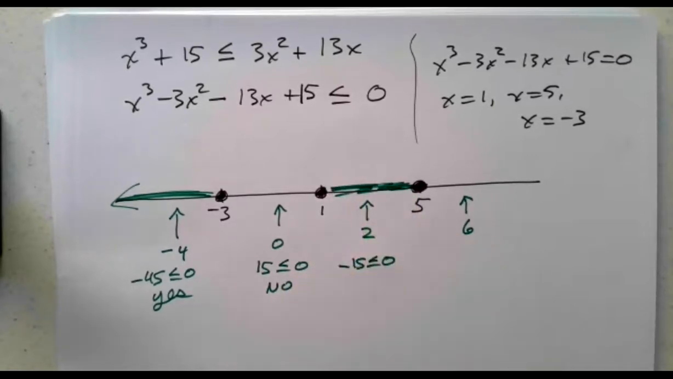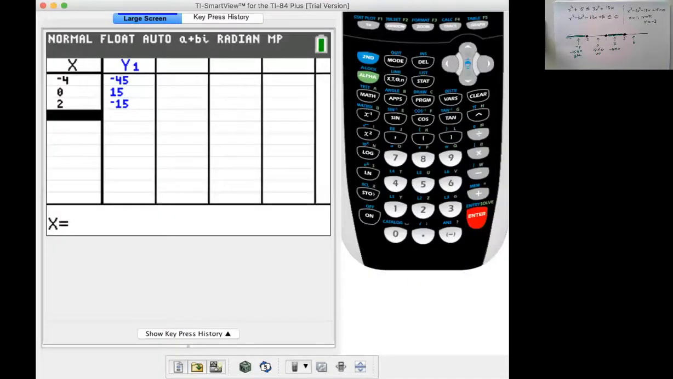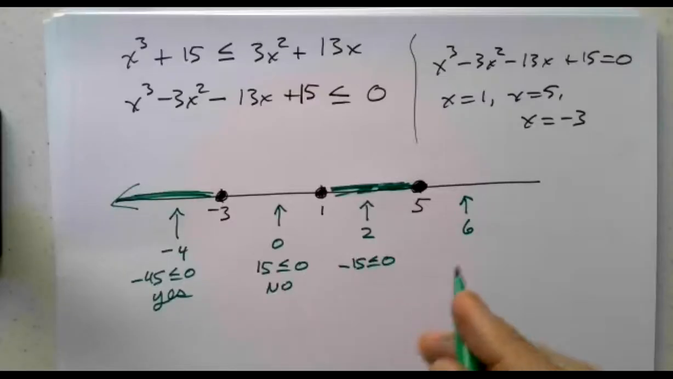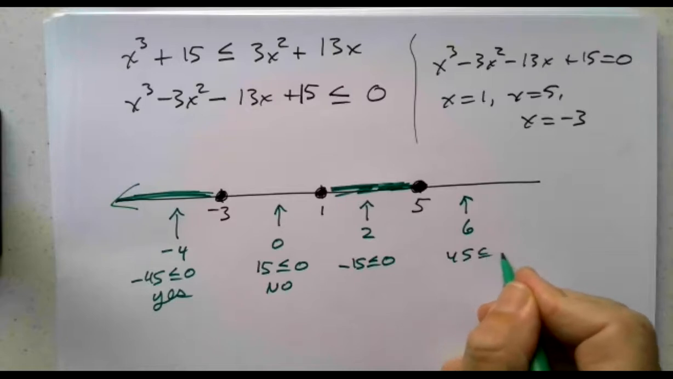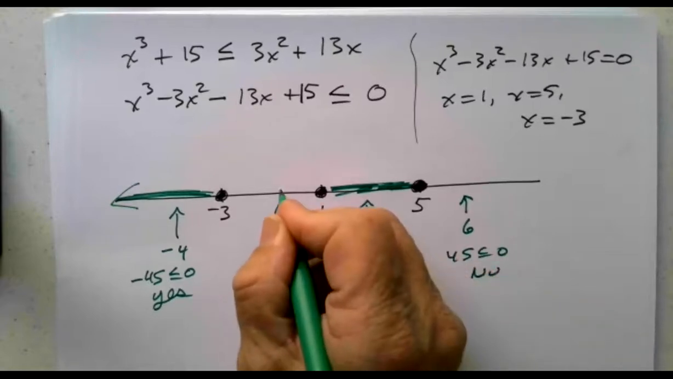Then I've got to plug in 6. When I plug in 6, what's the result? 45 again. Notice the symmetry of the numbers is always kind of interesting. The question is, was that less than or equal to 0? Again, that's no. So I'm not shading here.